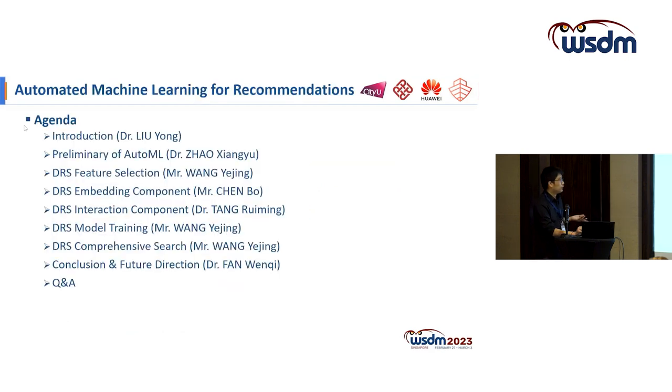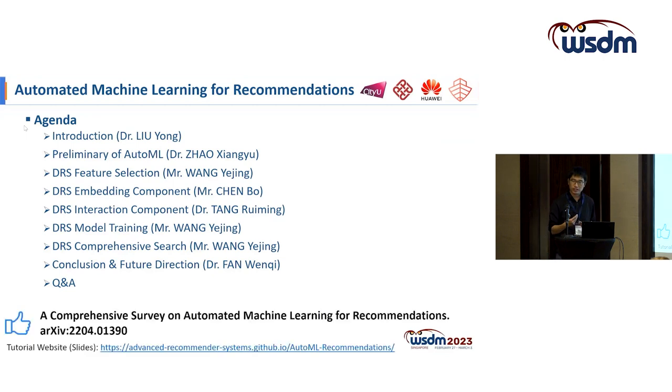This is the agenda for today's talk. Next, we will introduce some background about AutoML techniques and introduce the feature selection module, embedding component, and interaction component of the deep recommendation systems. After that, we will introduce the model training and the comprehensive search of the deep recommendation systems. Finally, we will conclude this talk and discuss some future directions. If you are interested in this topic, you may refer to our survey paper and also the tutorial website for more details. Okay, next I will pass to Xiangyu to introduce the background about AutoML.